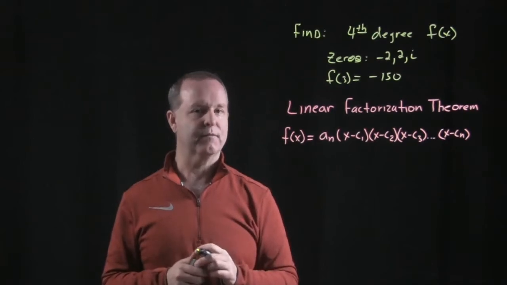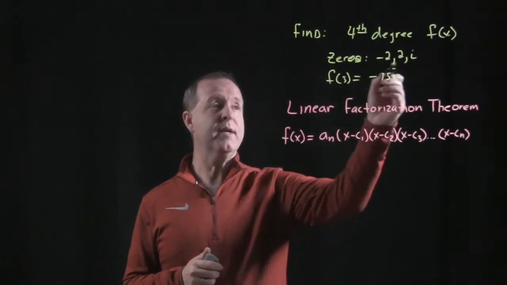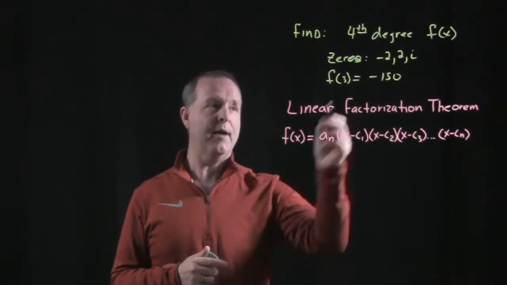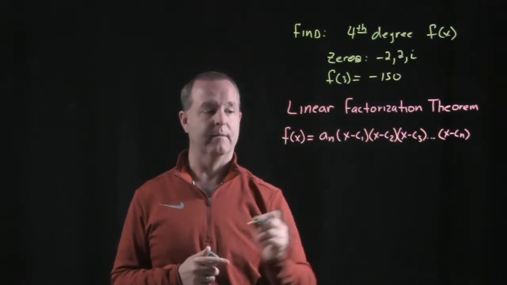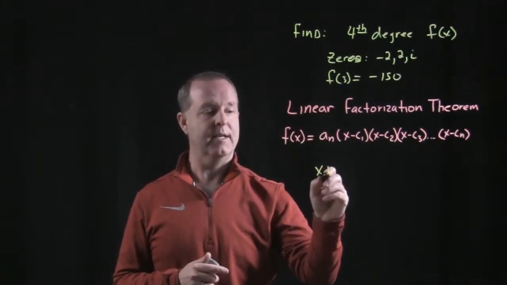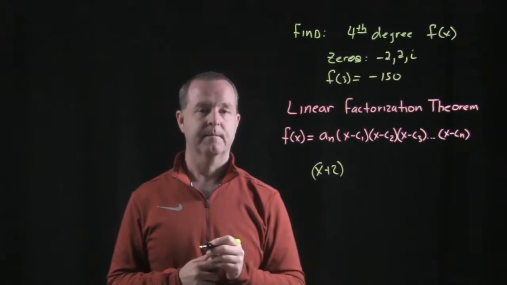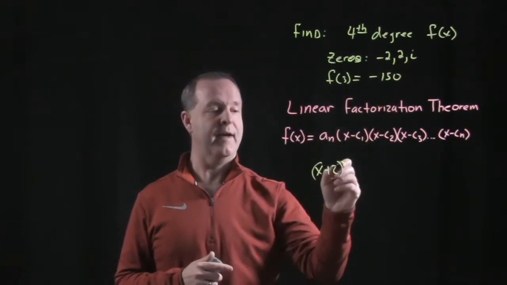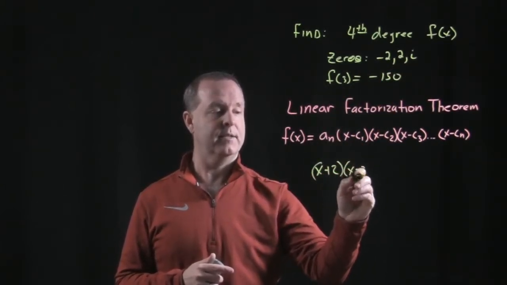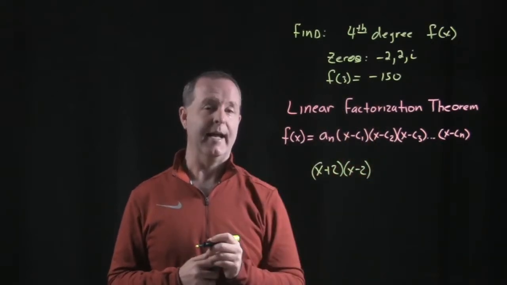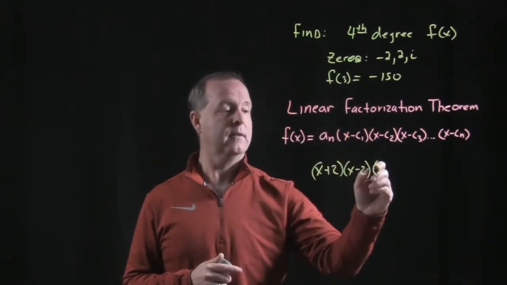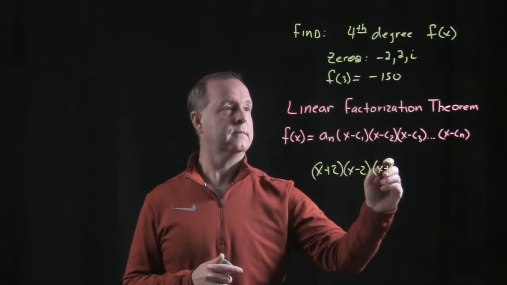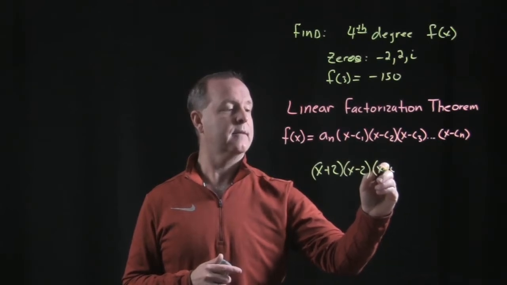Okay, how do I build those 4? Well, notice that 3 are already given to me. So how do I create this -2 as a factor? Well, that's an x plus a 2. How do I create this other 2 as a factor? That's an x minus a 2. How do I create the i as a factor? That's an x plus an i. Oops, sorry, x minus an i.